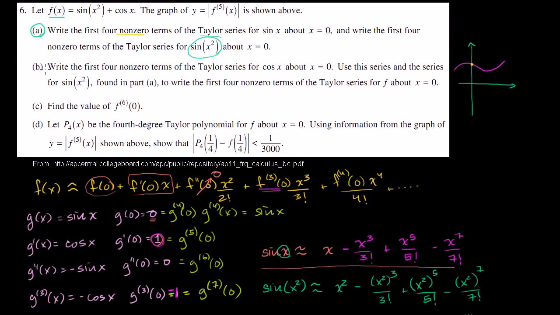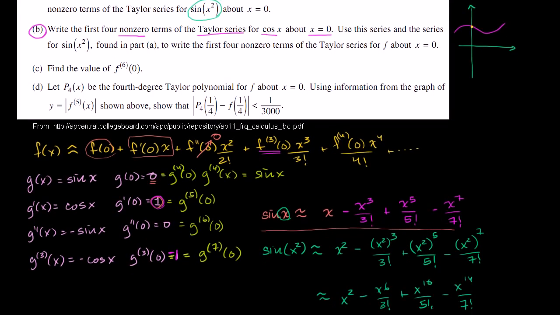We're on part B. Write the first four non-zero terms of the Taylor series for cosine of x about x equals 0. Use the series and the series for sine of x squared found in part A to write the first four non-zero terms of the Taylor series for f, so for this f right over here, about x equals 0. So let's just do the first part. Let's find the first four non-zero terms of the Taylor series for cosine of x about x equals 0.